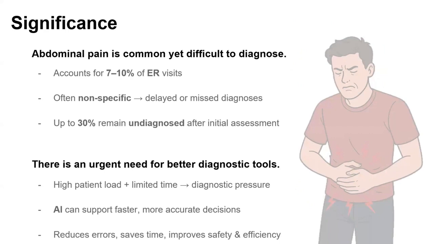Abdominal pain accounts for about 7 to 10% of emergency room visits worldwide. Due to its non-specific and variable presentation, diagnosis is often delayed, and in many cases, patients undergo unnecessary testing. In fact, some studies have shown that up to 30% of abdominal pain cases remain undiagnosed even after initial evaluation, increasing both patient risk and the burden on healthcare systems.